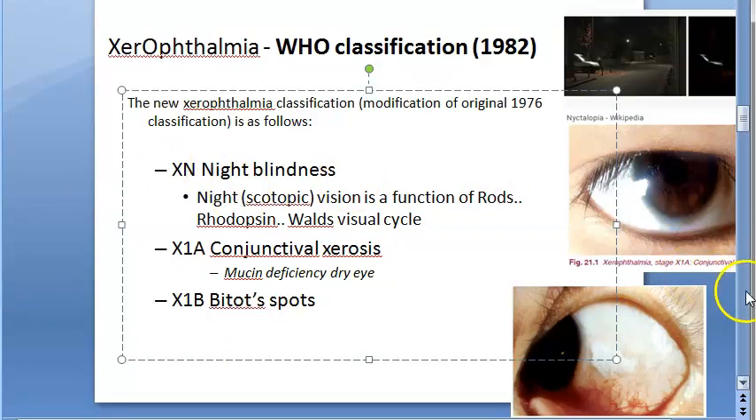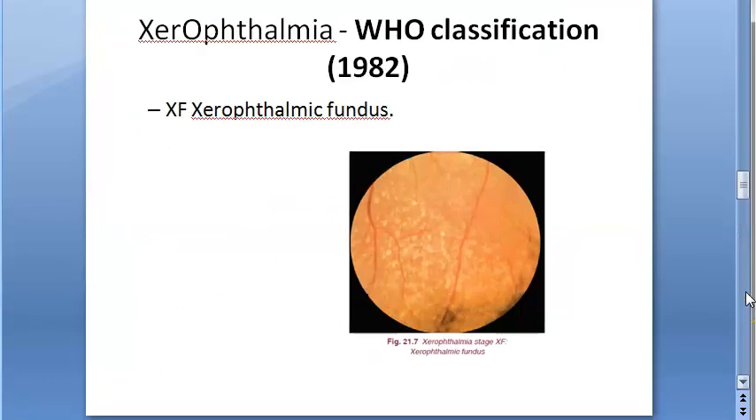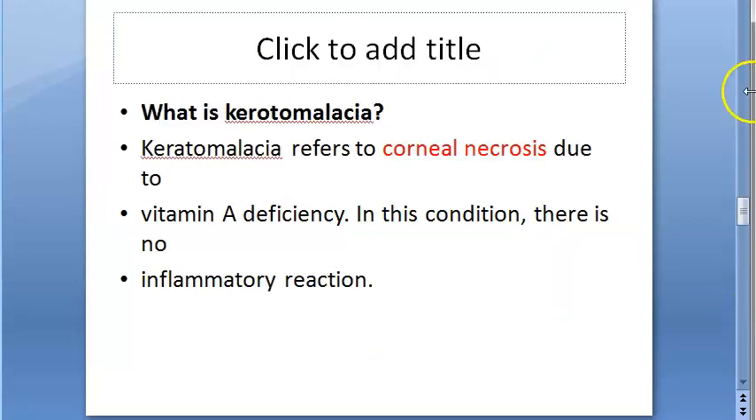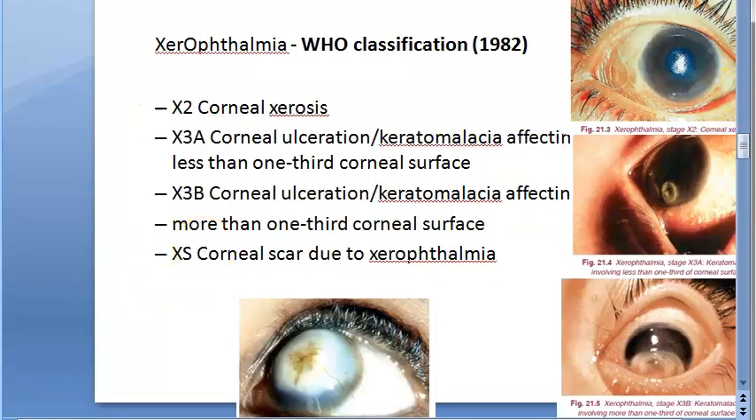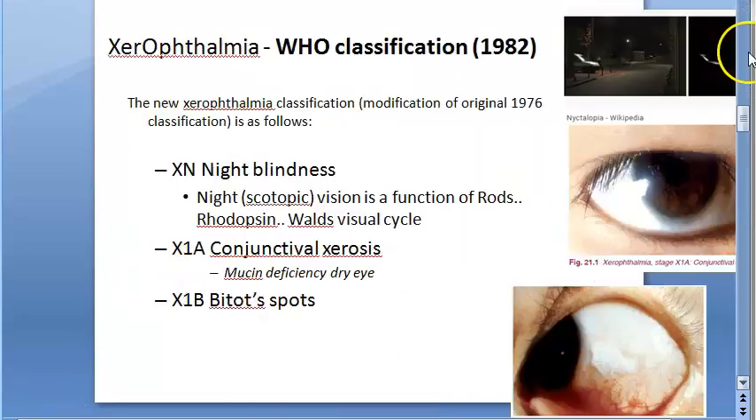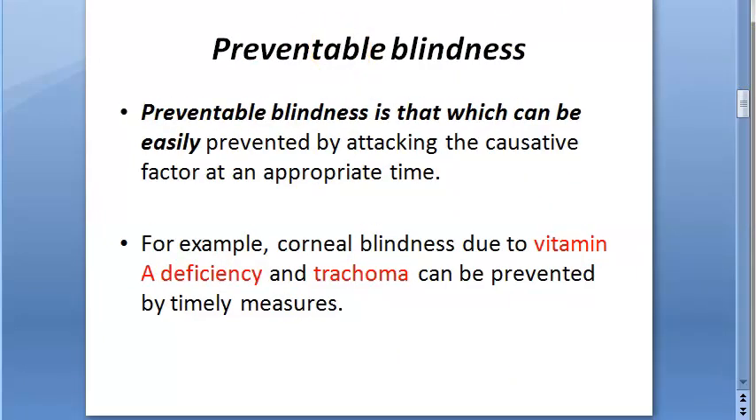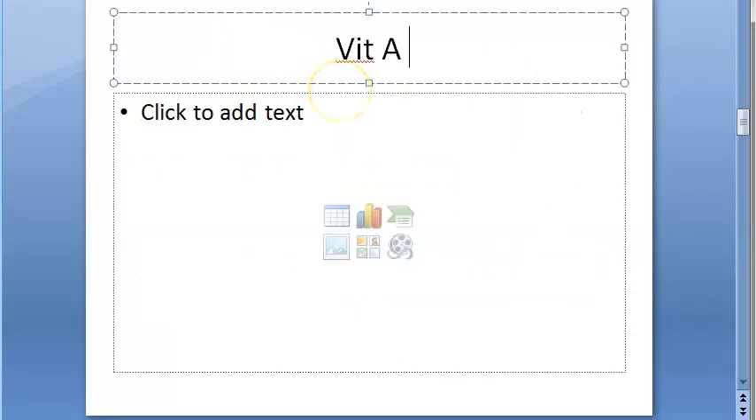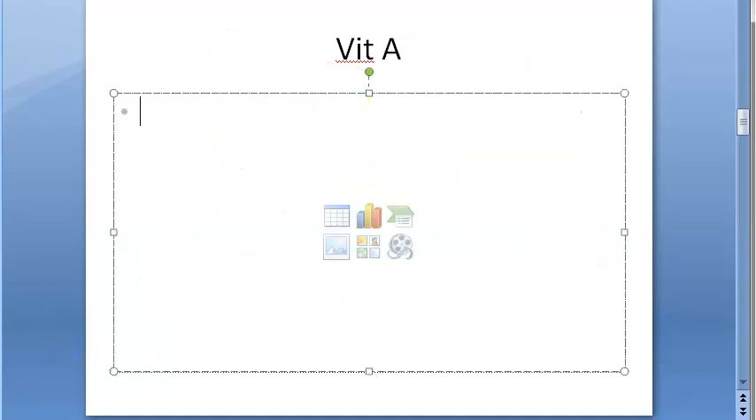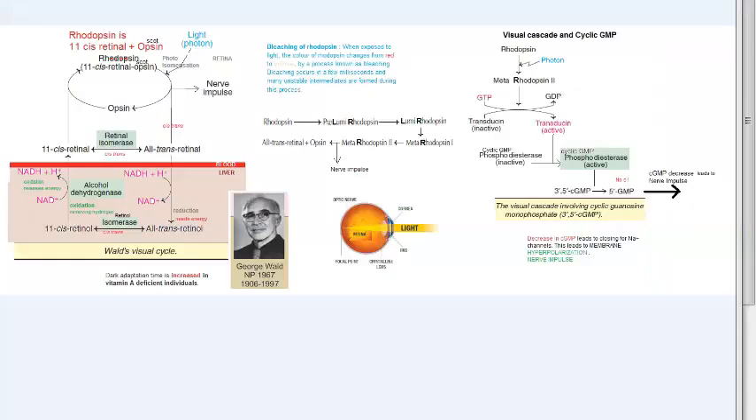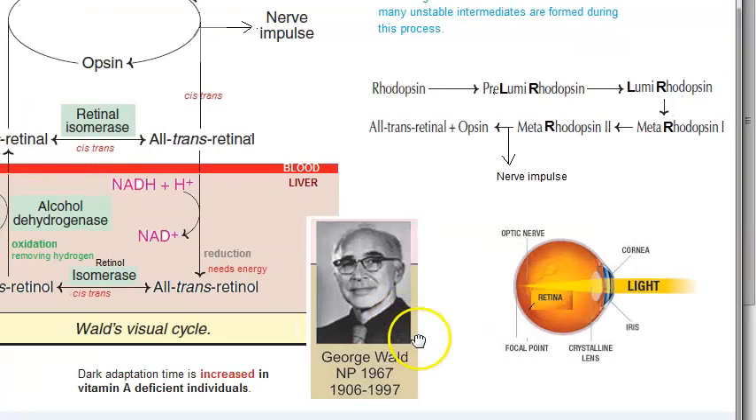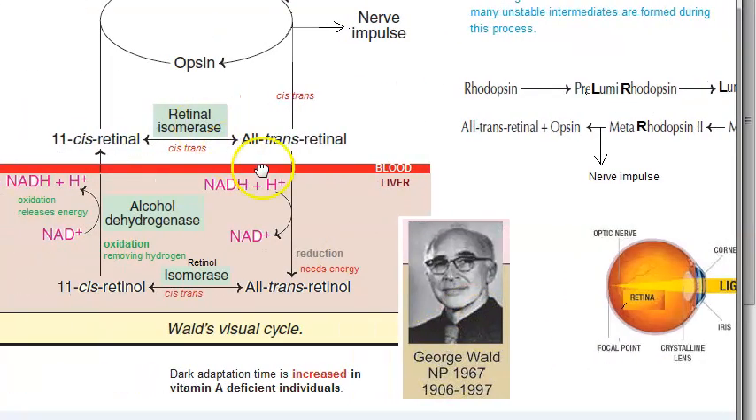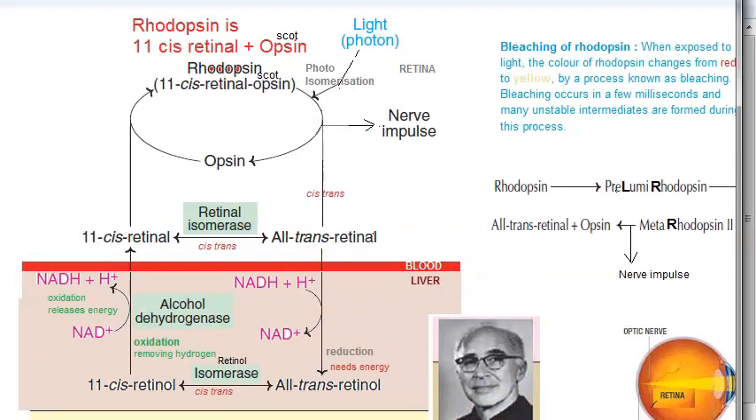But first of all, do you understand why vitamin A deficiency is affecting the eye? You would have heard of Wald's visual cycle and all that, right? Vitamin A, what and all it does? Do you remember Wald's visual cycle, visual cascade and all these things? So this guy George Wald, he explained this rhodopsin. So where is rhodopsin?